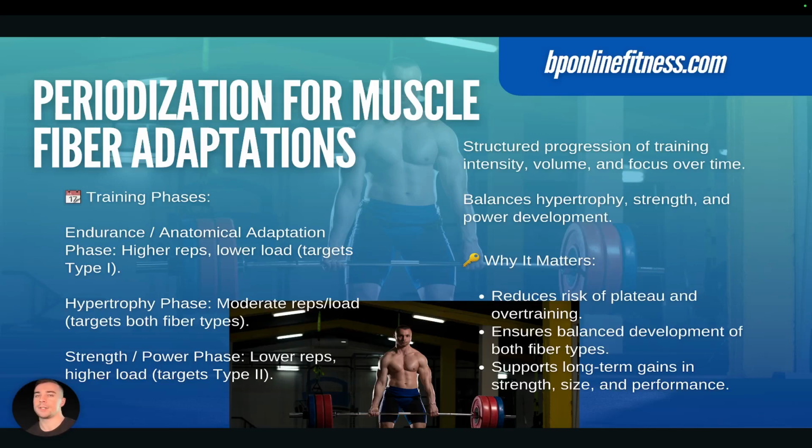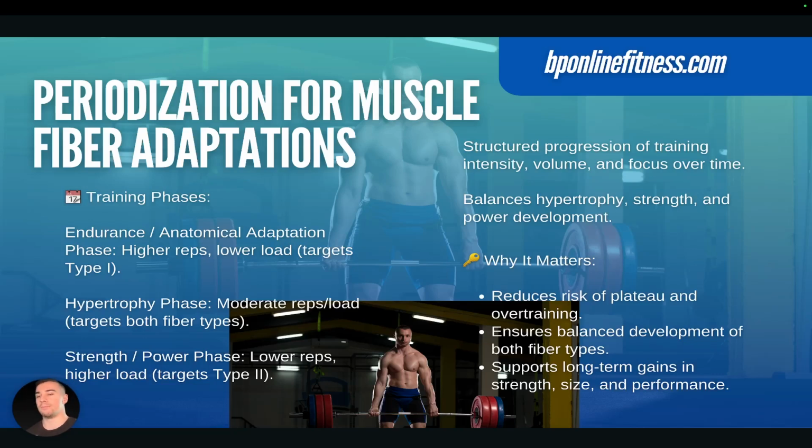So, periodization for muscle fiber adaptations. Again, like I mentioned, it helps to have training phases. And that's what periodization means: you're going through different types of phases in training with your workouts. So, this could be endurance, which is the anatomical adaptation phase. This is higher reps, lower loads, so this is going to be targeting type 1 fibers.